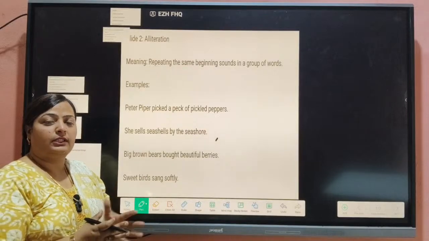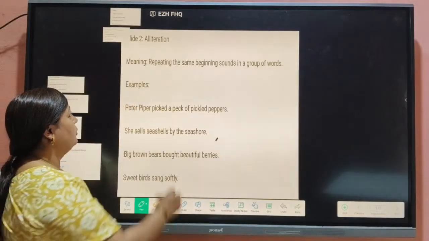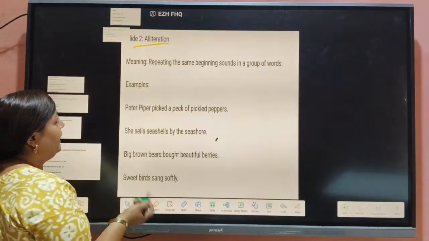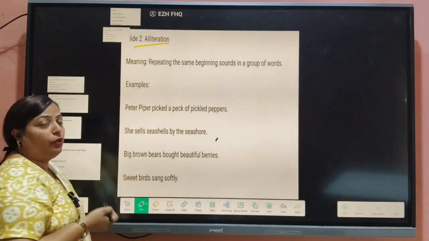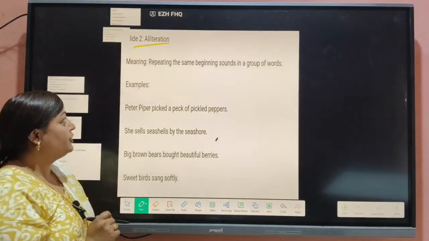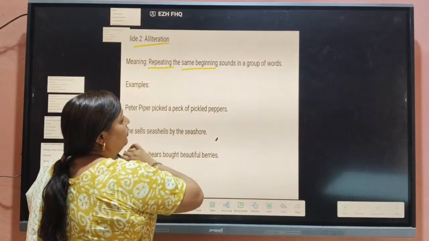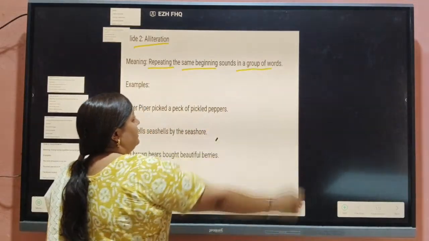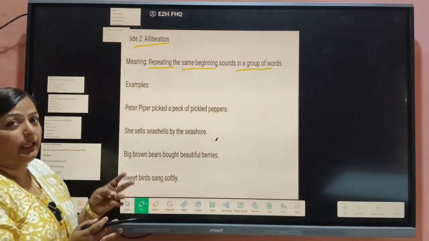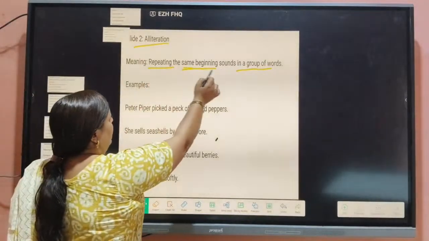Literary terms, or literary devices, as we can also say them. First of all, we will learn about alliteration. This is our first literary term. How will we identify that the poet has used alliteration? Here we will be repeating the same beginning sounds in a group of words. It means if the poet has used alliteration, then we will find repeating sounds at the beginning of words.